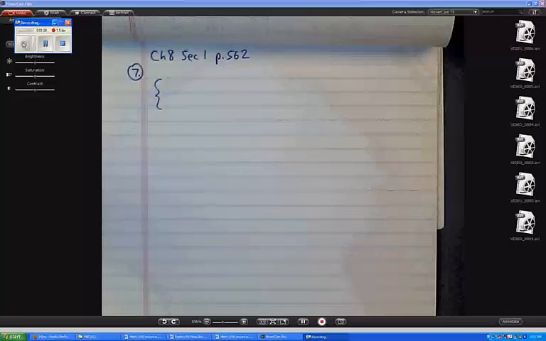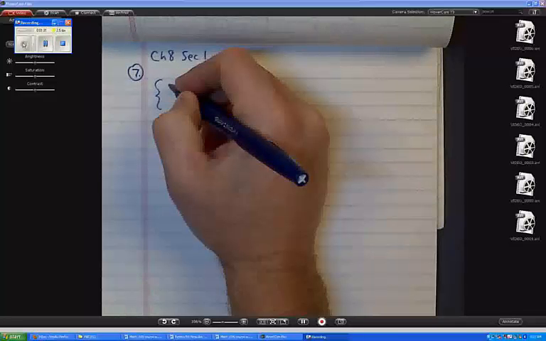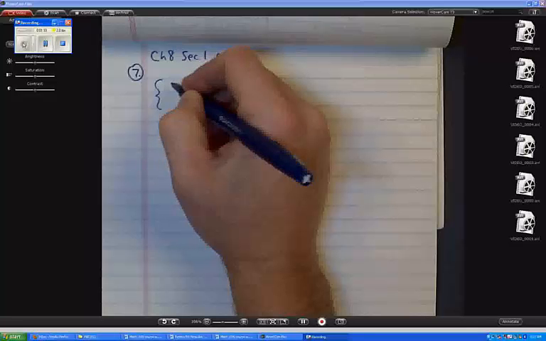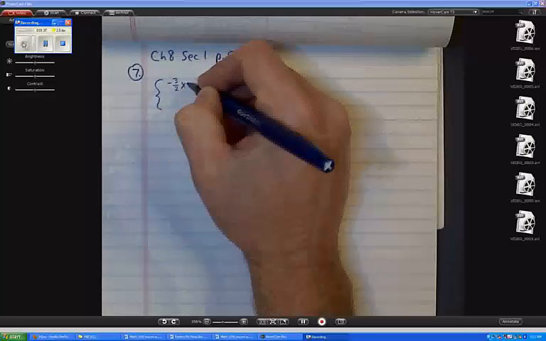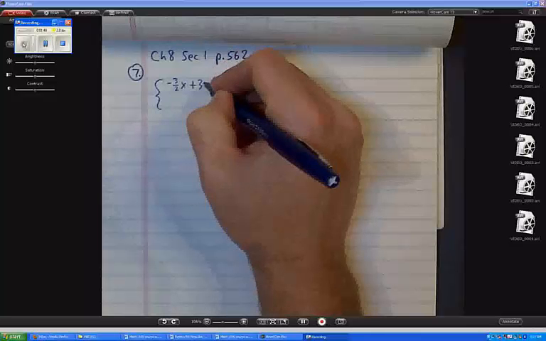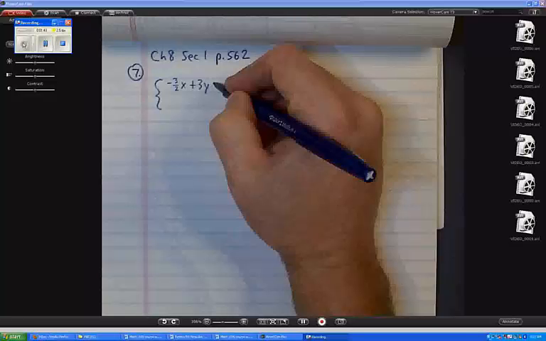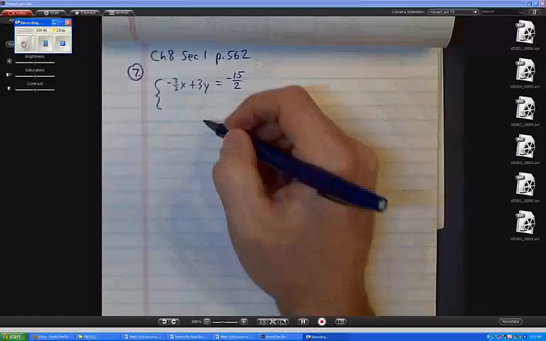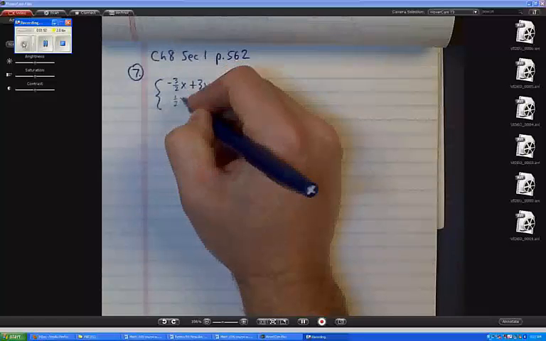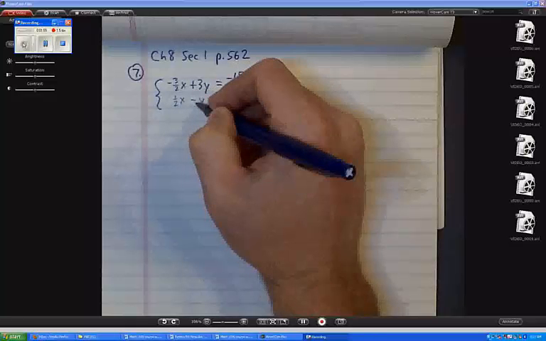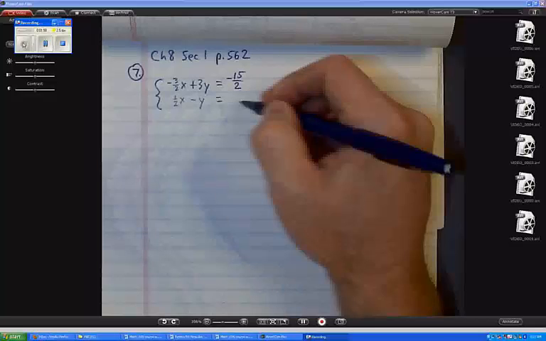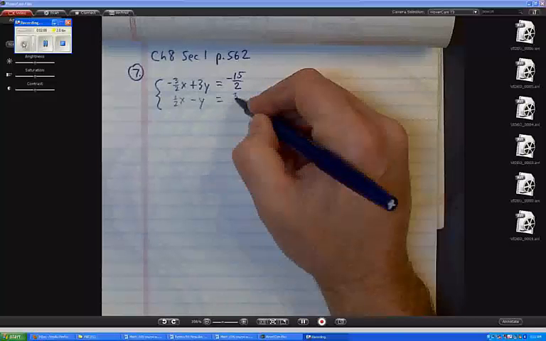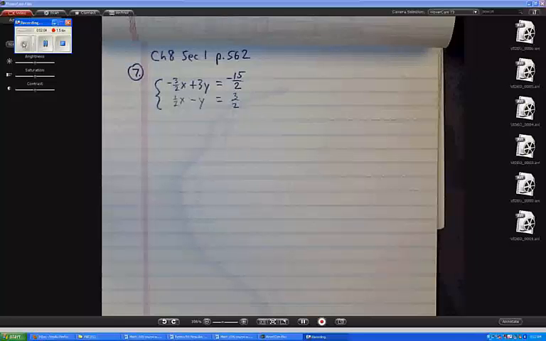And so the system is, well, once we rewrite it and arrange the x's above each other, negative 3 halves x plus 3y equals negative 15 halves. And then the other equation is 1 half x minus y equals 3 halves. Okay. So if I add the equations here, the x's aren't going to disappear, the y's aren't going to disappear, so I'm kind of out of luck. Right? Does anyone have an idea?